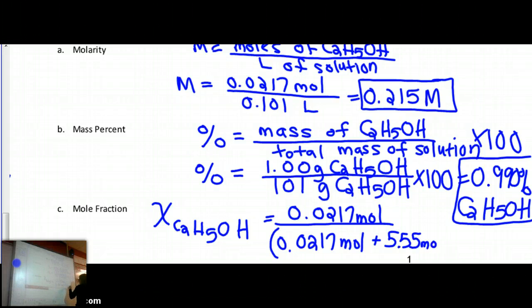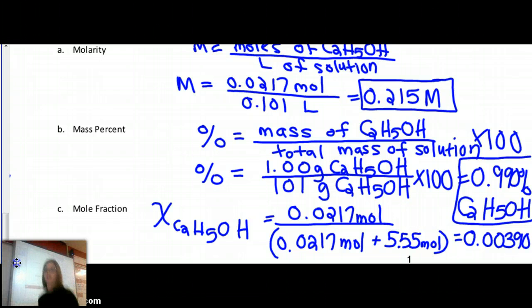So when you solve for that mole fraction, which again has no units, it will end up being 0.00390. A very small amount of moles in comparison to that of the total solution.